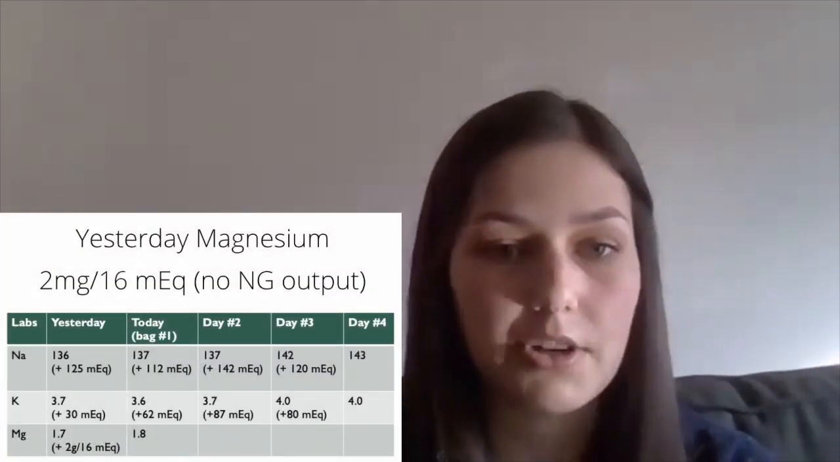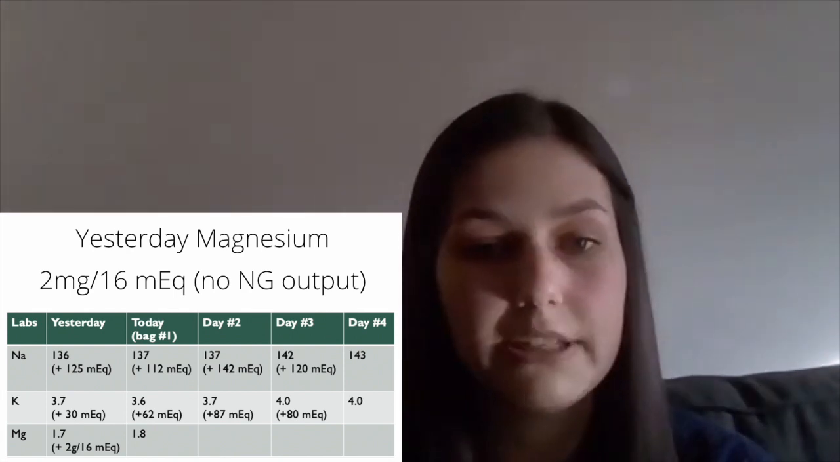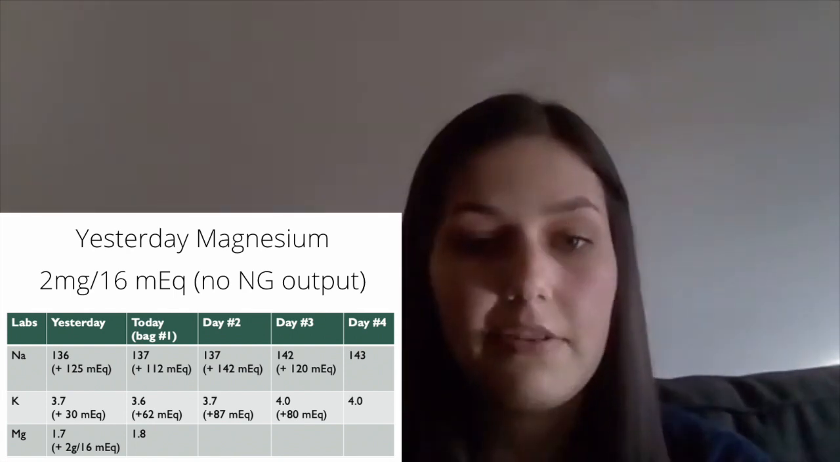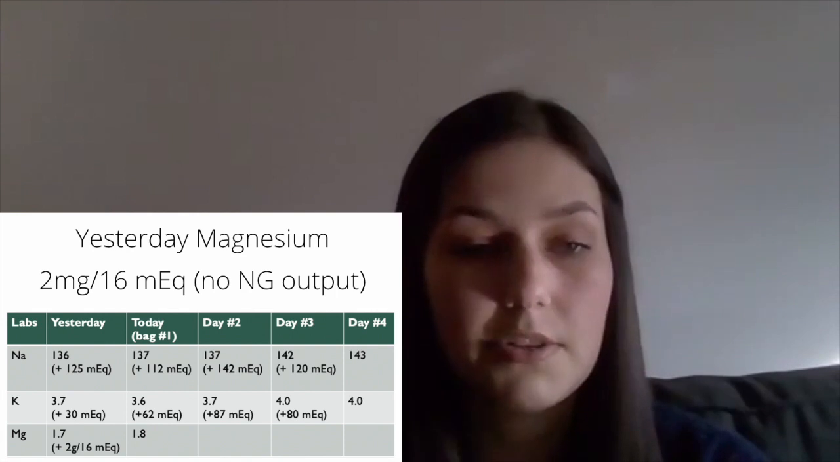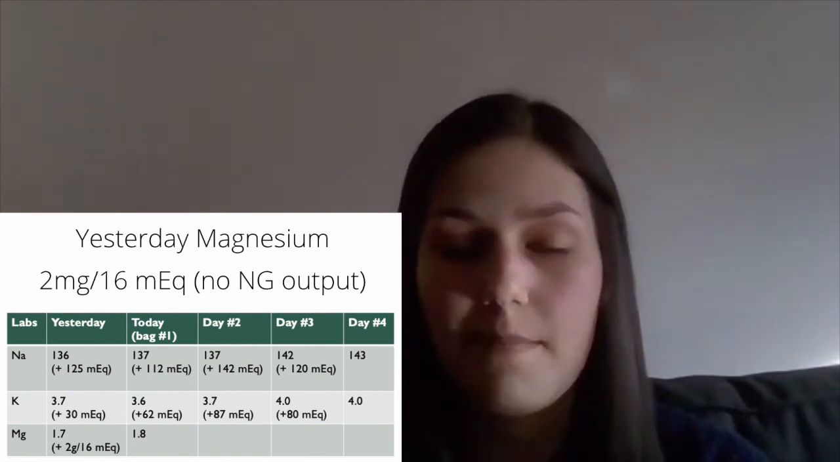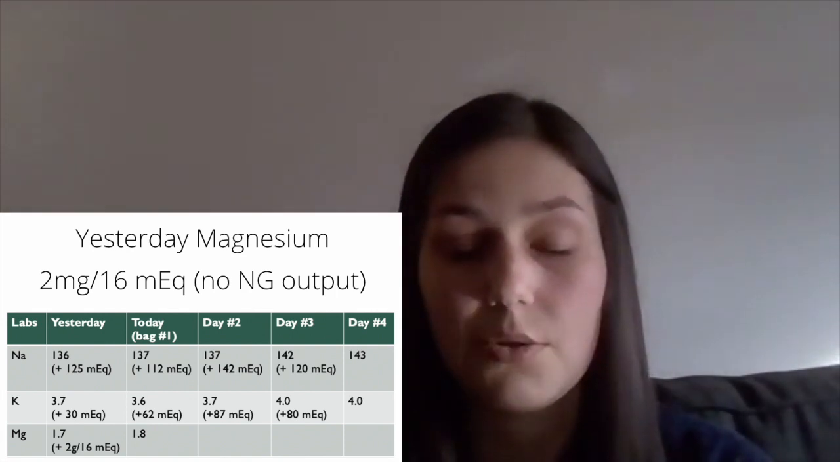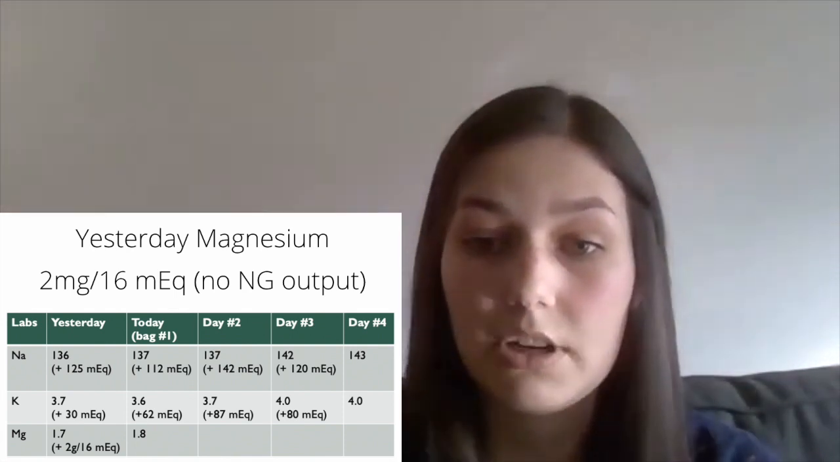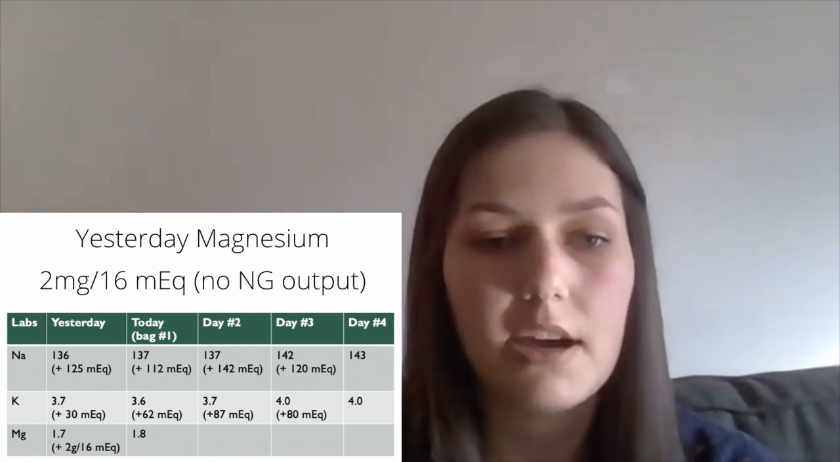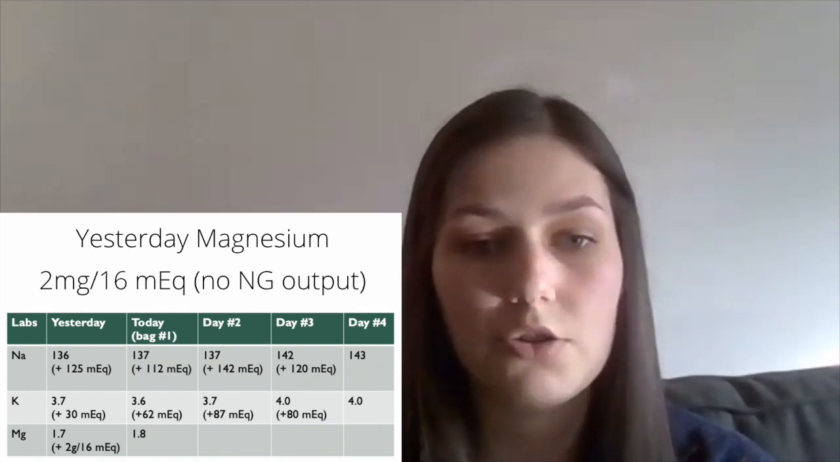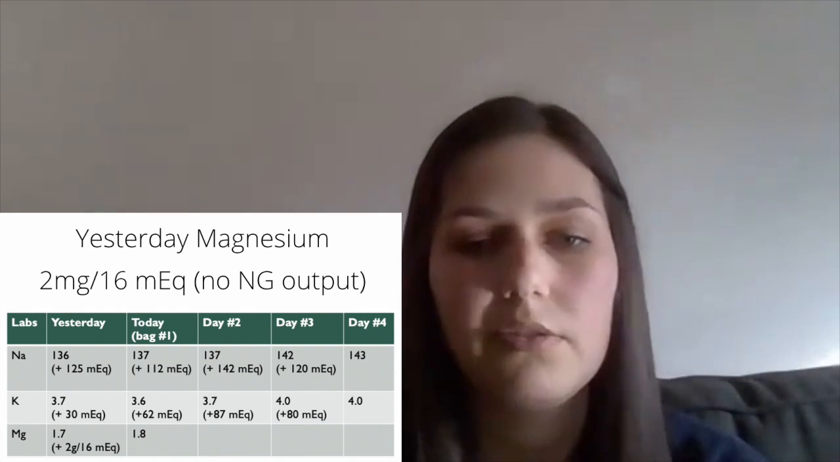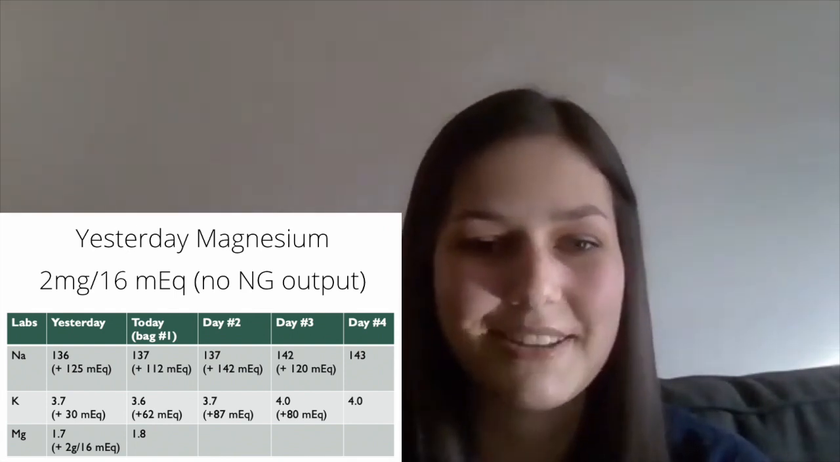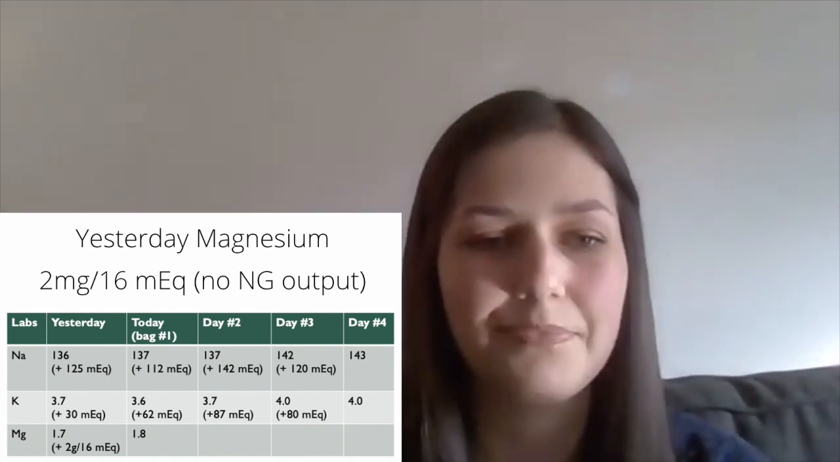So on the labs yesterday, the patient's magnesium was 1.7. The team gave him a 2-gram rider of magnesium sulfate, and each 1 gram of magnesium is equivalent to about 8 milliequivalents. So his magnesium increased to 1.8. In bag number 1 of TPN, we're going to choose to include 20 milliequivalents of magnesium.